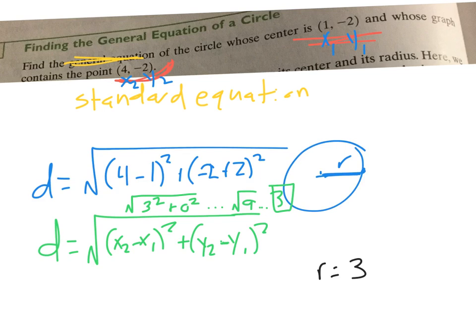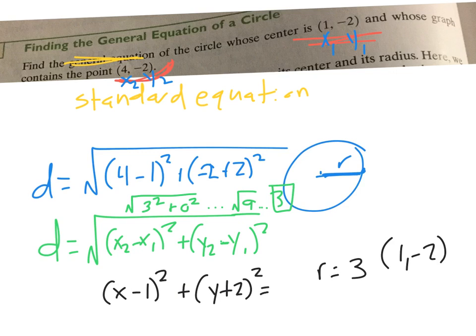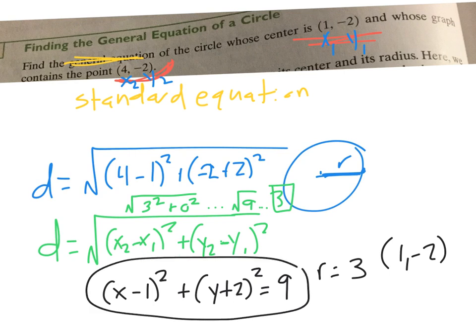Okay, so given the radius and the center, I can write the standard equation of a circle. So this is going to be x minus x1 squared plus y minus y1 squared equals the radius squared. So that's 3 squared, which gives me 9. So this is the standard equation of a circle.